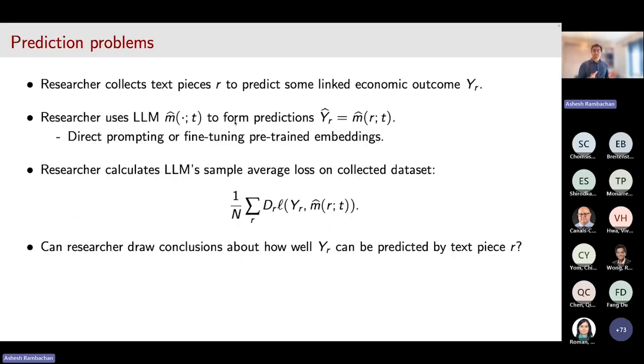So with all of that in mind, let's go back to the original prediction question that we were thinking about. We thought of a researcher who had access to some text pieces and wants to use that text to predict some linked economic outcome. So think about the financial news example earlier. The researcher takes a large language model and prompts it to form some predictions y hat, and then they calculate the sample average loss of the large language model on their data set.